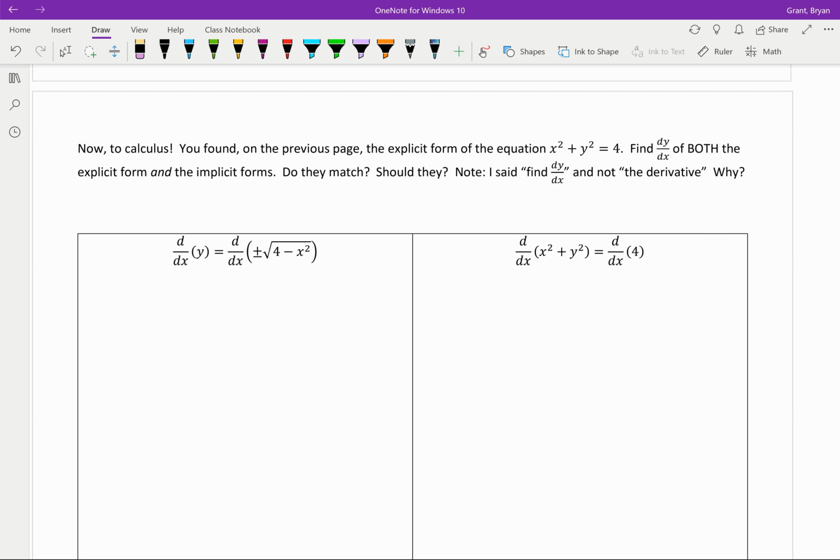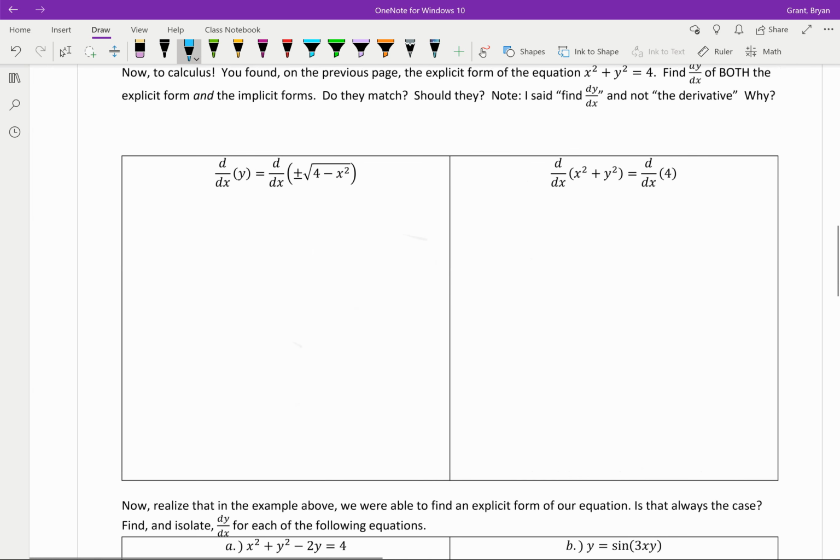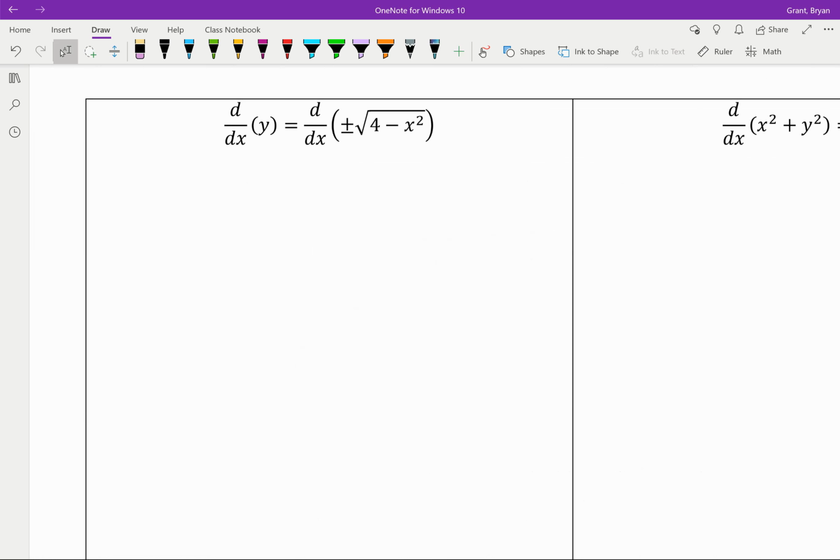All right. Now, why am I saying find dy dx and not the derivative? Well, maybe it will be easier to show you instead of tell you. So let's go ahead and actually, why don't you work through this first one? You should be able to take the derivative of this, no problem. And then we'll talk about the second. So ready, set, go.